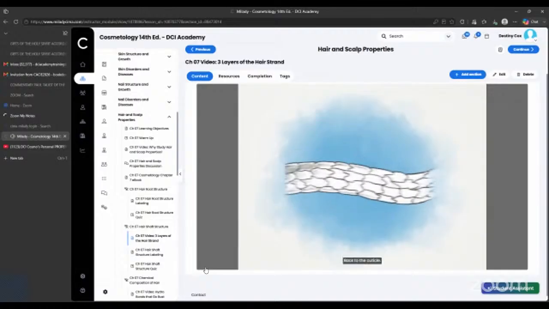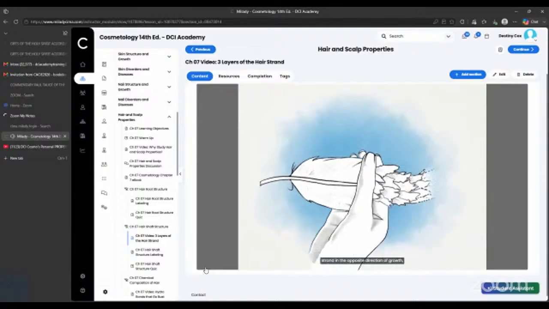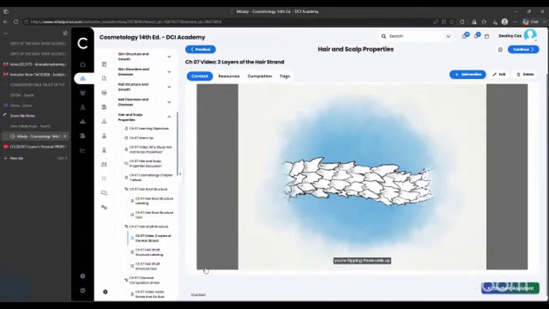Back to the cuticle. It's the protective outer layer of the strand. It's made of overlapping cells that lie flat in the direction that hair grows, like feathers on a duck. So when you rub a strand in the opposite direction of growth, you're flipping those cells up so they catch on things, like your fingers just did. That irritates the strand, not to mention the duck.